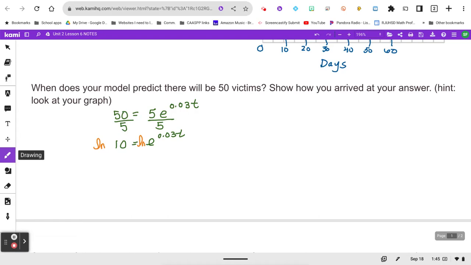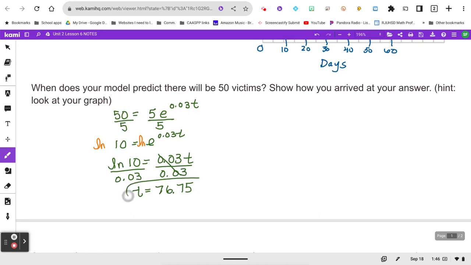And we get ln of 10 equals 0.03t. I want to get t by itself, so we divide by 0.03. And you're going to put this straight into the calculator. And we get about 76.75. So in 76 days, we'll have 50 patients.